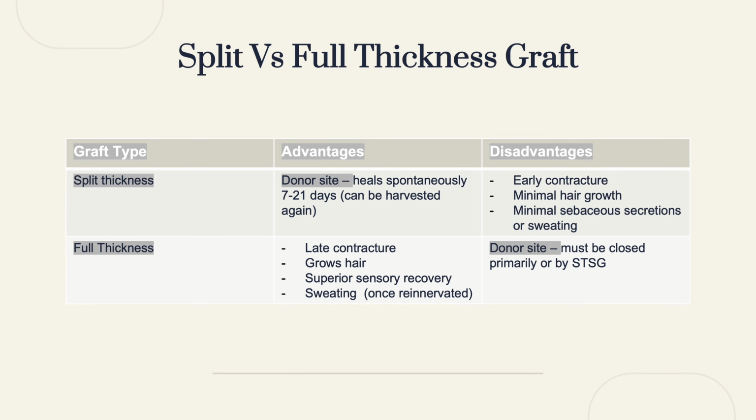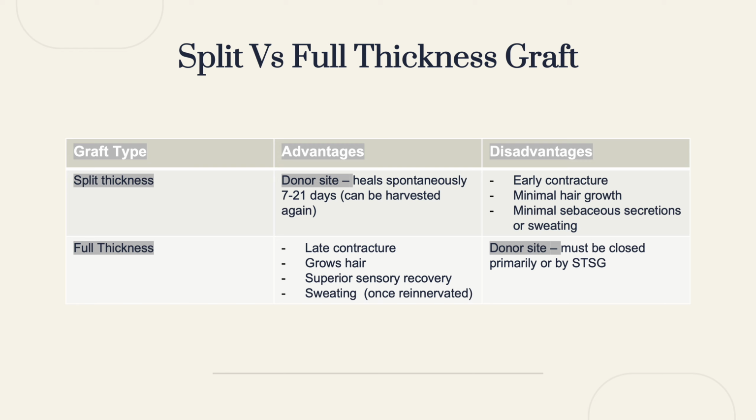So what are the advantages and disadvantages of both types? In the split thickness graft, the advantage is that the donor site, which is the site you obtained your graft from initially, is going to heal within 7 to 21 days. Usually the type of healing is going to be secondary intention. So why is this important? Because if you need to re-harvest the same site again, you can do so.